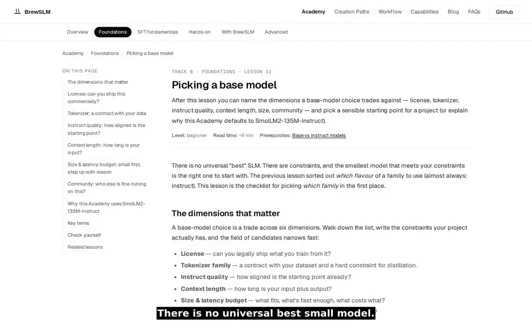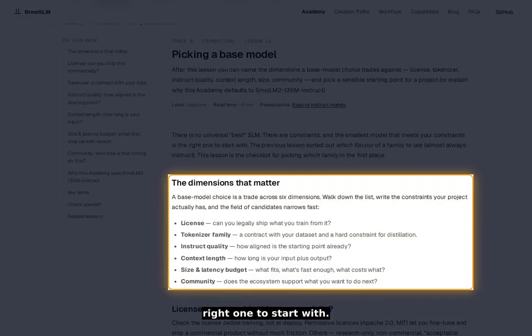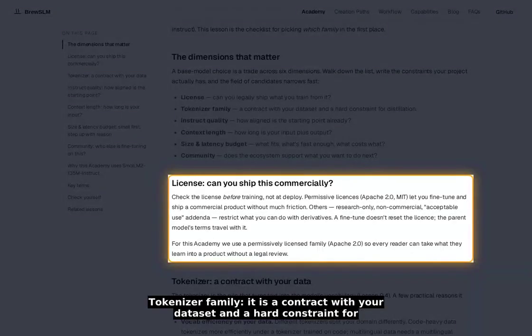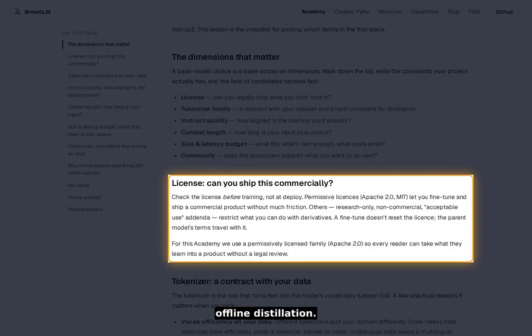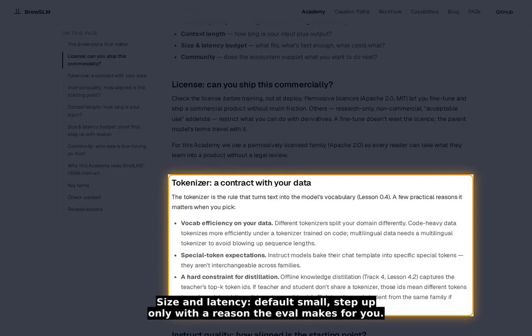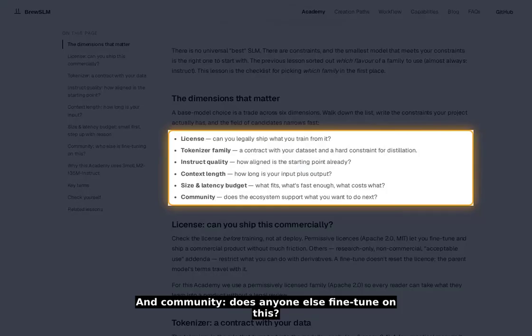There is no universal best small model. There are constraints, and the smallest model that meets your constraints is the right one to start with. 6 dimensions matter. License: can you legally ship what you train from it? Check before training, not at deploy. Tokenizer family. It is a contract with your dataset and a hard constraint for offline distillation. Instruct quality. How aligned is the starting point already? Context length. How long is your input plus output? Size and latency. Default small, step up only with a reason the eval makes for you. And community. Does anyone else fine-tune on this?